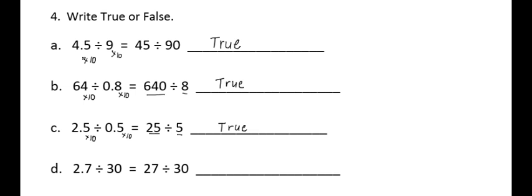Down here, I have 2 and 7/10 divided by 30. If I take 2 and 7/10 times 10, I get 27. If I take 30 times 10, I get 300. Well, this does not show 300, so I did not change both numbers in the same way. So this equation is false.